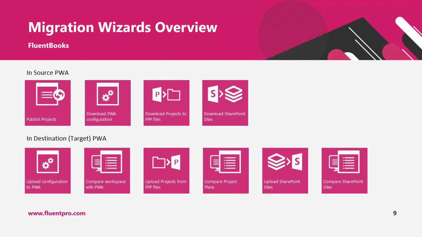One wizard is to compare your configuration data with PWA, and there is an option here. You can compare your downloaded data in the workspace with your target PWA, or you can compare your source PWA to your target PWA.